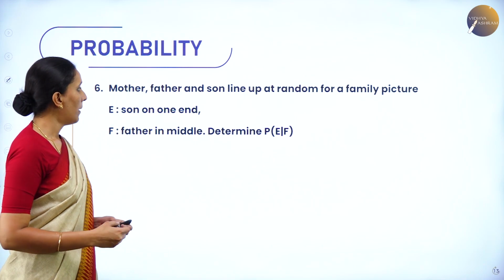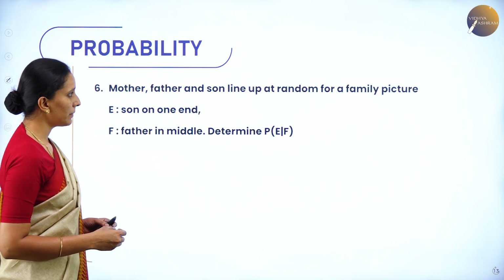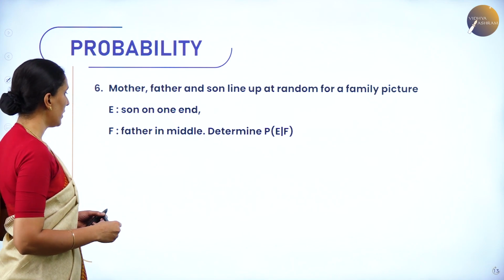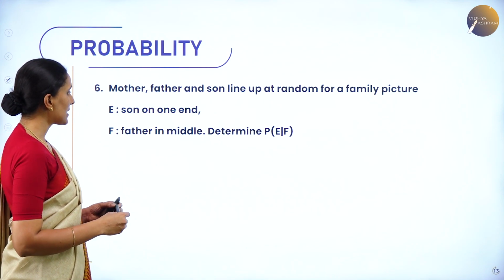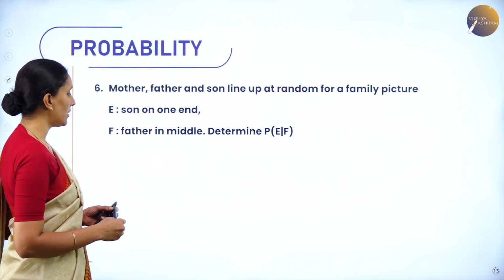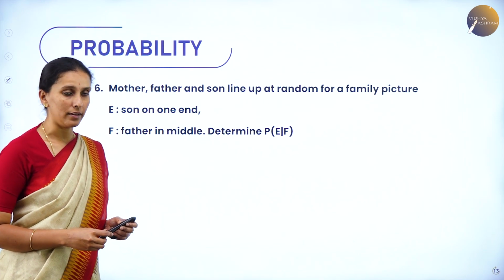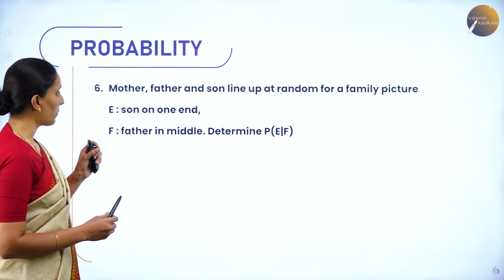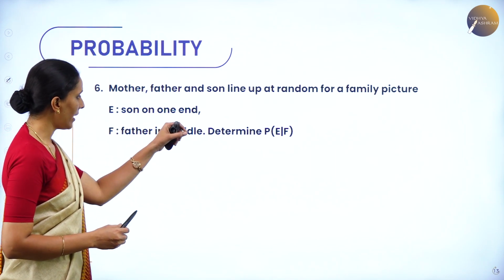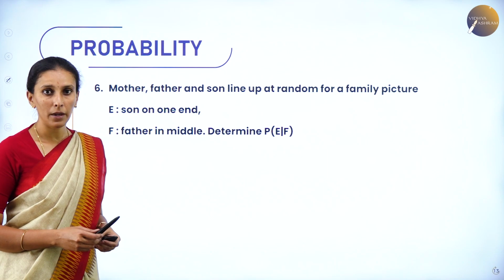Next question. Mother, father and son line up at random for a family picture. Event E determines son on one end. Event F determines father in the middle. Determine E given F has occurred. So we need to calculate the probability of son on one end given that father is in the middle.